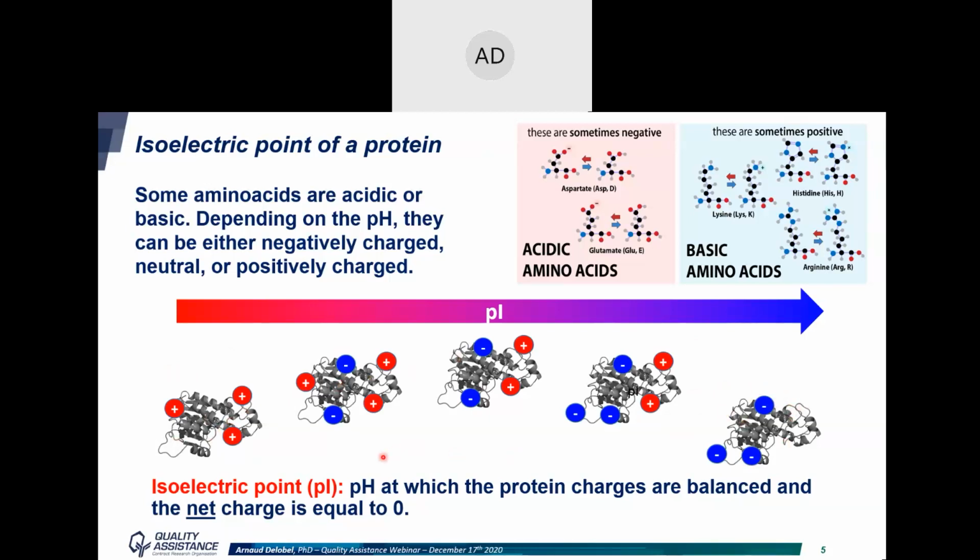And that's when we define the isoelectric point, the pI, which is the pH at which the protein charges are balanced and the net charge is equal to 0. That's what's shown here at the middle of the graph. You can see that there are as many negative as positive charges. So that means that there are still charges on the protein, but they are balanced and the overall charge is null.